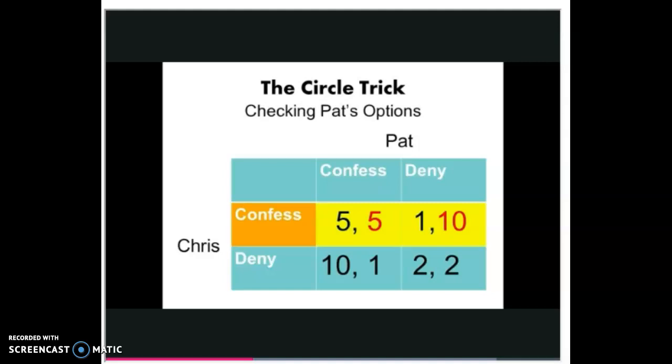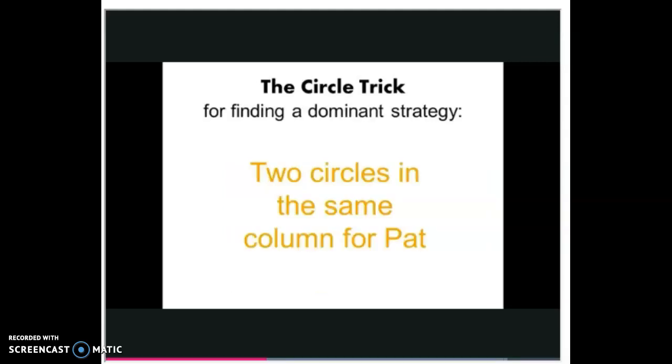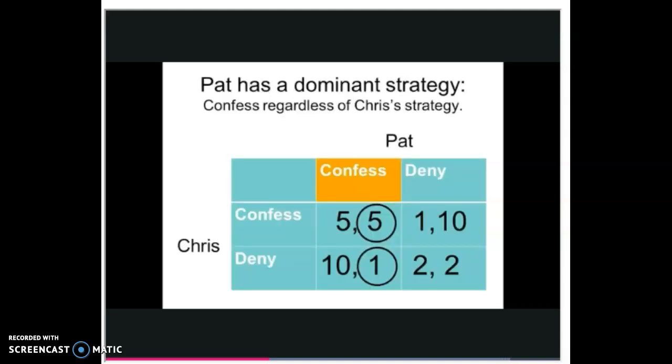Now let's check Pat's options. If Chris confesses, Pat gets 5 years from confessing and 10 years from denying. We place a circle around the best outcome of 5 years. If Chris denies, Pat gets 1 year from confessing and 2 years from denying. So we place a circle around the best outcome of 1. 2 circles in the same column for Pat indicates a dominant strategy. Pat has a dominant strategy of confessing because there are 2 circles in the confess column for him.